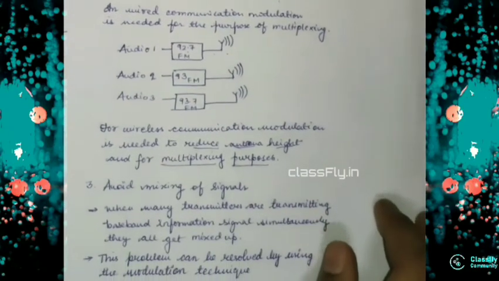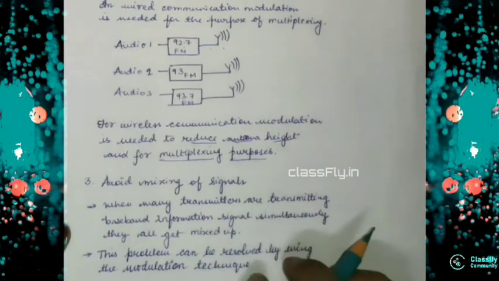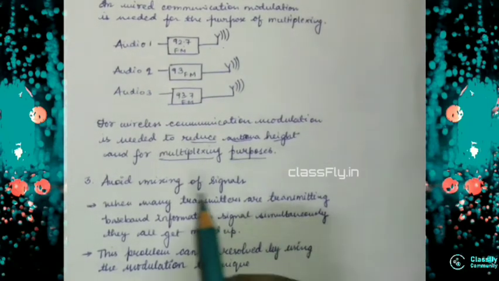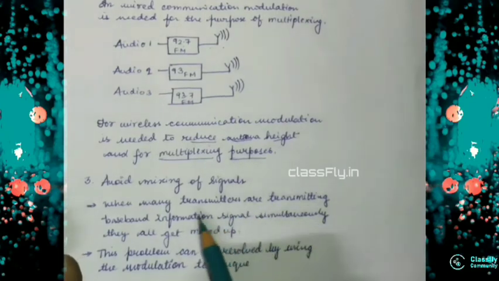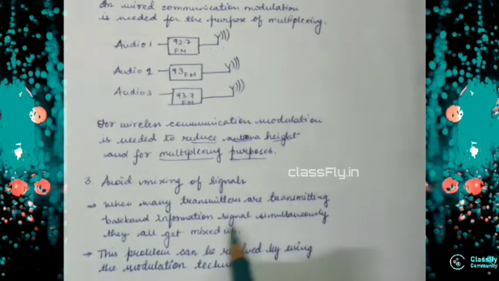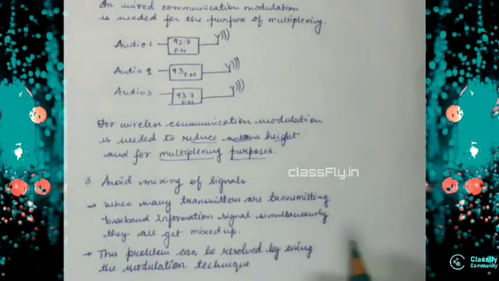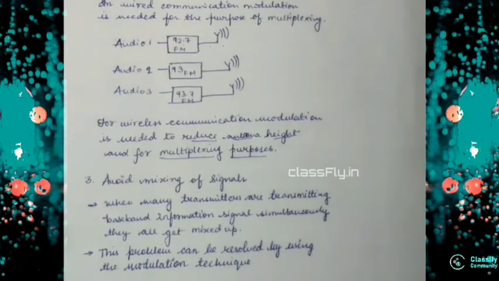Okay. The third point is avoid mixing of signals. Whatever I said in the multiplexing, it is same in the third point also. Avoid mixing of signals. When many transmitters are transmitting baseband information signal simultaneously, they all get mixed up. That means whenever we are sending signals from the single channel, then it will interfere and disrupt, right? This problem can be resolved by using the modulation technique. This is the third point.